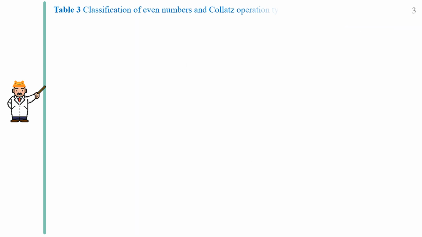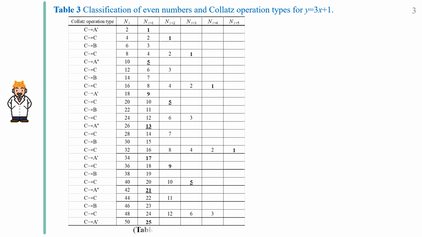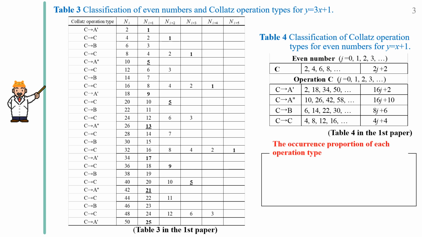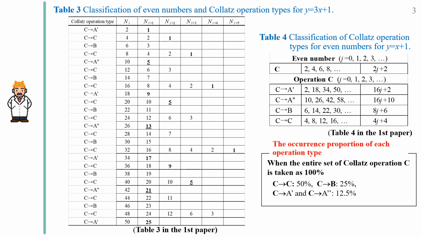Next, Table 3 shows the classification of operation types for even numbers. Table 4 shows their general equations. According to these equations, when the total number of Collatz operation C is taken as 100%, the occurrence proportion is 50% for C arrow C, 25% for C arrow B, and each 12.5% for C arrow A prime and C arrow A double prime.